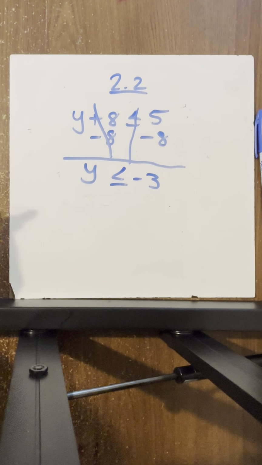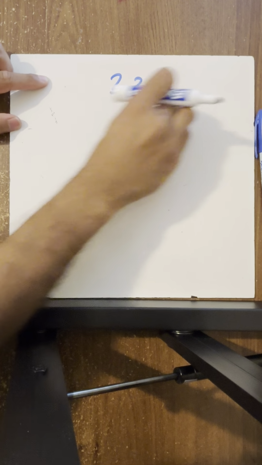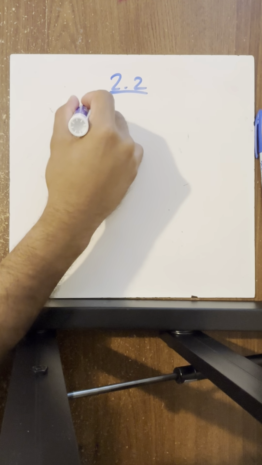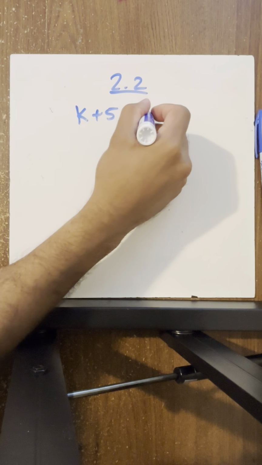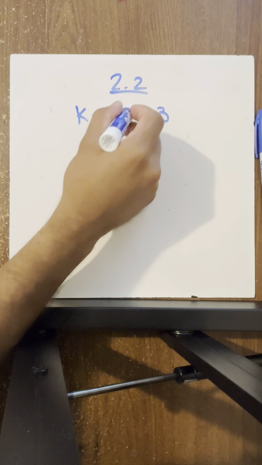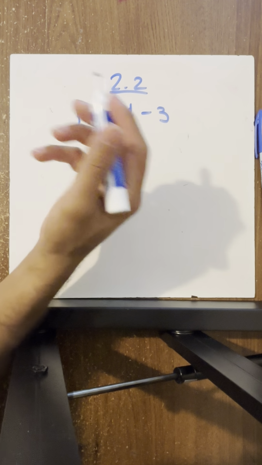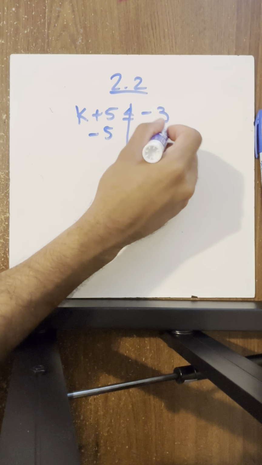All right, let's take a look at a similar subtraction question. K plus 5 being less than or equal to negative 3. All right, so we want to get the numbers onto the side and leave the k by itself on one side. So let's subtract this 5 because it's positive over onto this side.